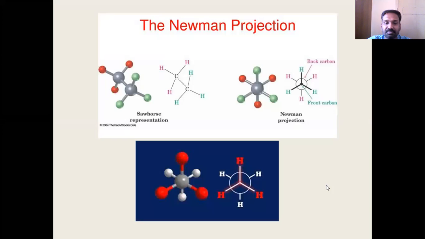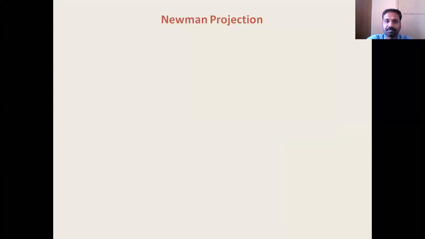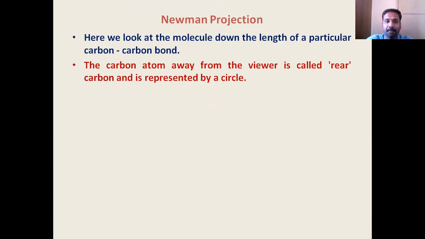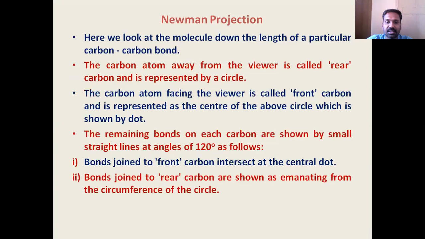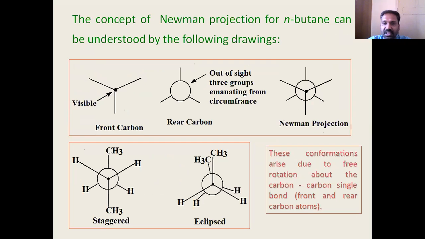See this? The molecule represented with ball and stick, I have converted that into Newman's projection. The front hydrogens are pink or red, the back hydrogens white. The front carbon is a dot and the back carbon is a circle. So this is how Newman's projection of a molecule is written.